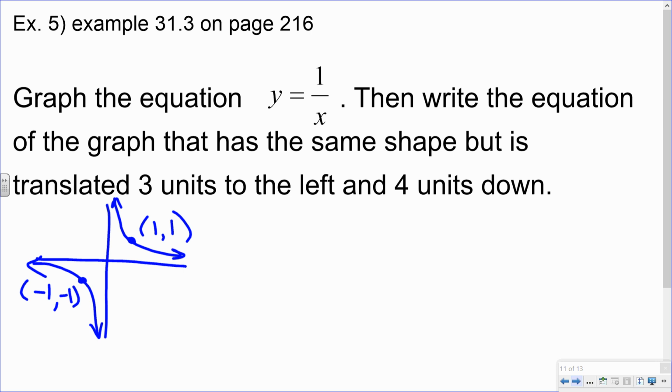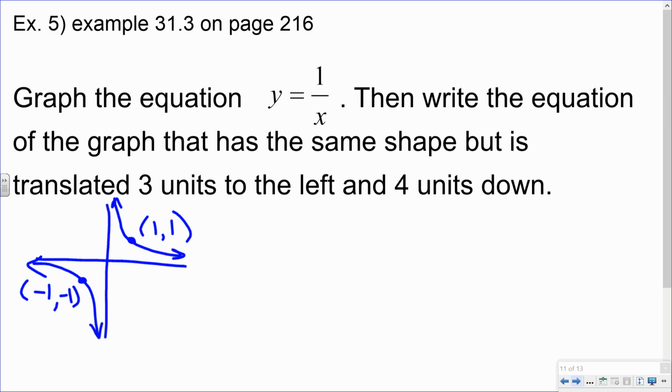If we try this, we're not going to actually do the graph. This one didn't specifically ask us for that. But if we wanted to move it 3 left and 4 down, we'd take everything that's known. We'd take 1, 1, and we'd move it 3 left and 4 down. So -2, -3, I think. We'd take -1, -1, and move that 3 left and 4 down.